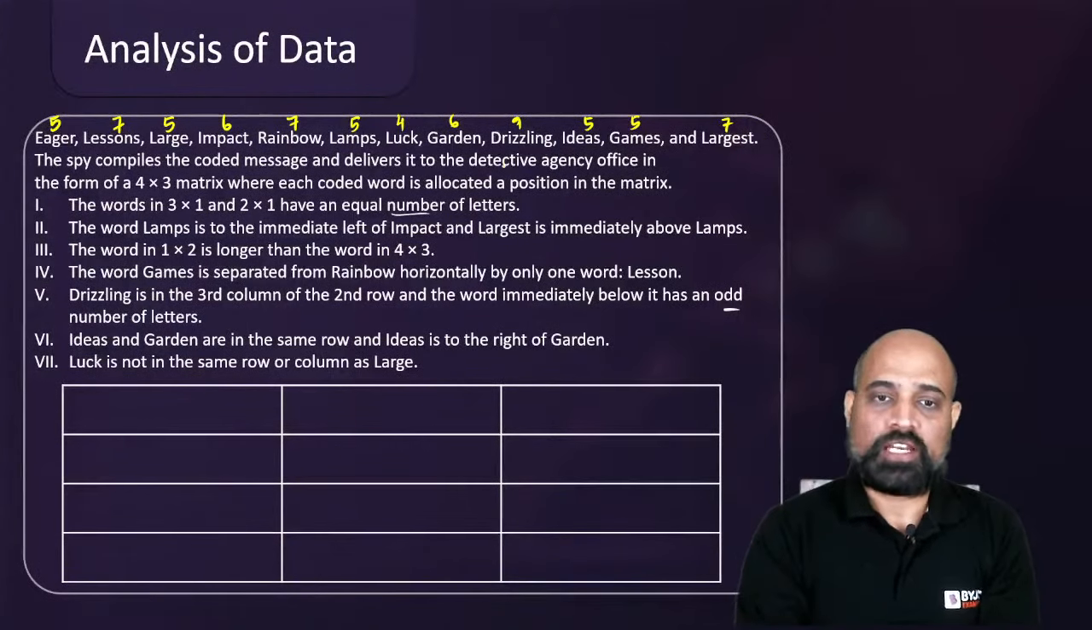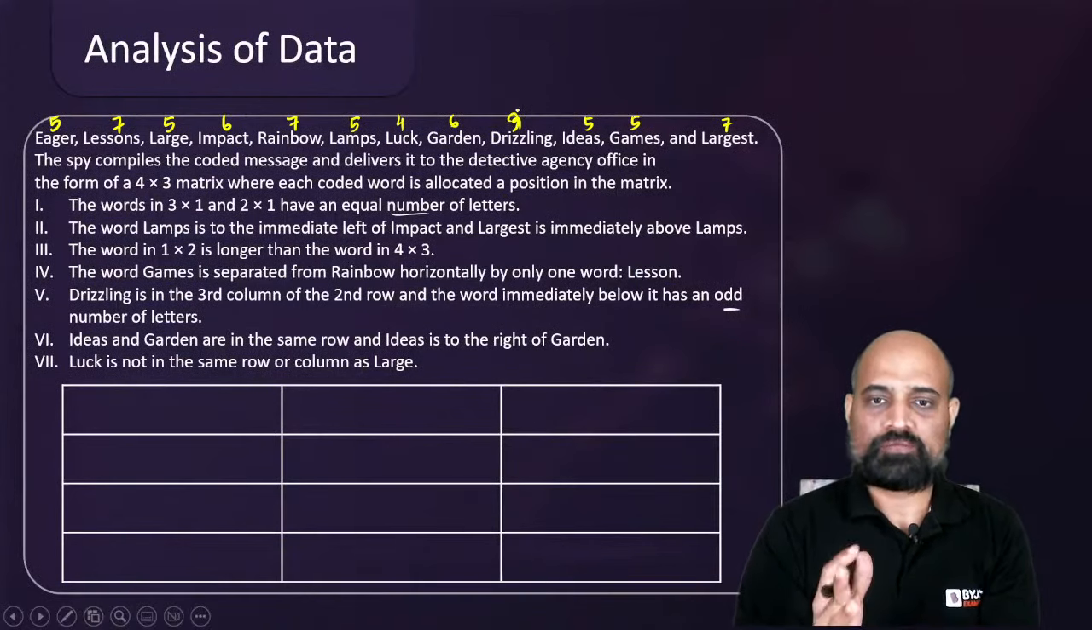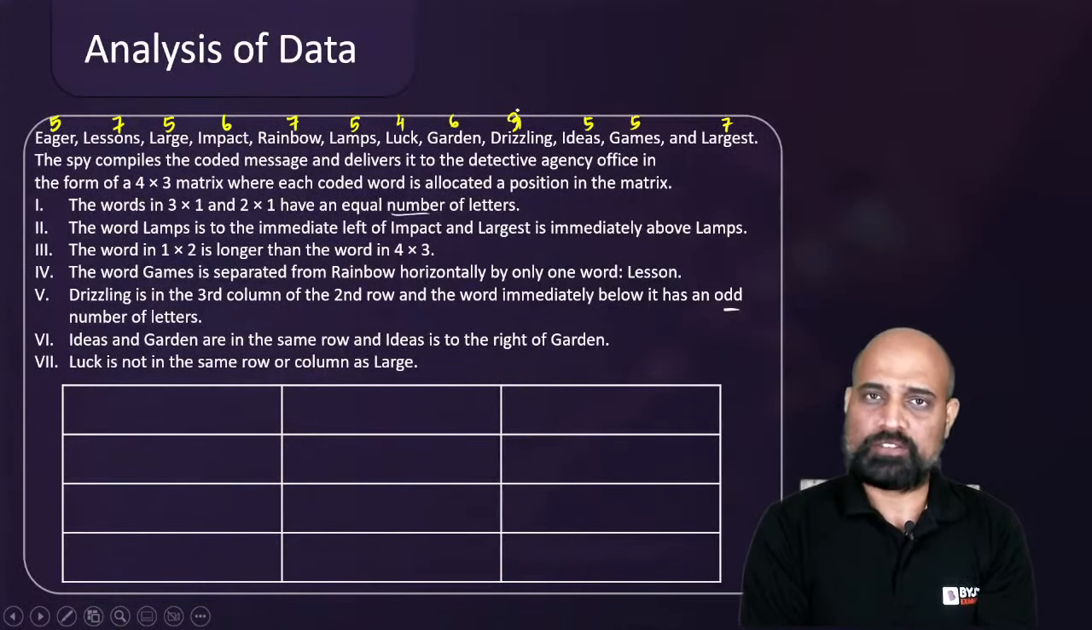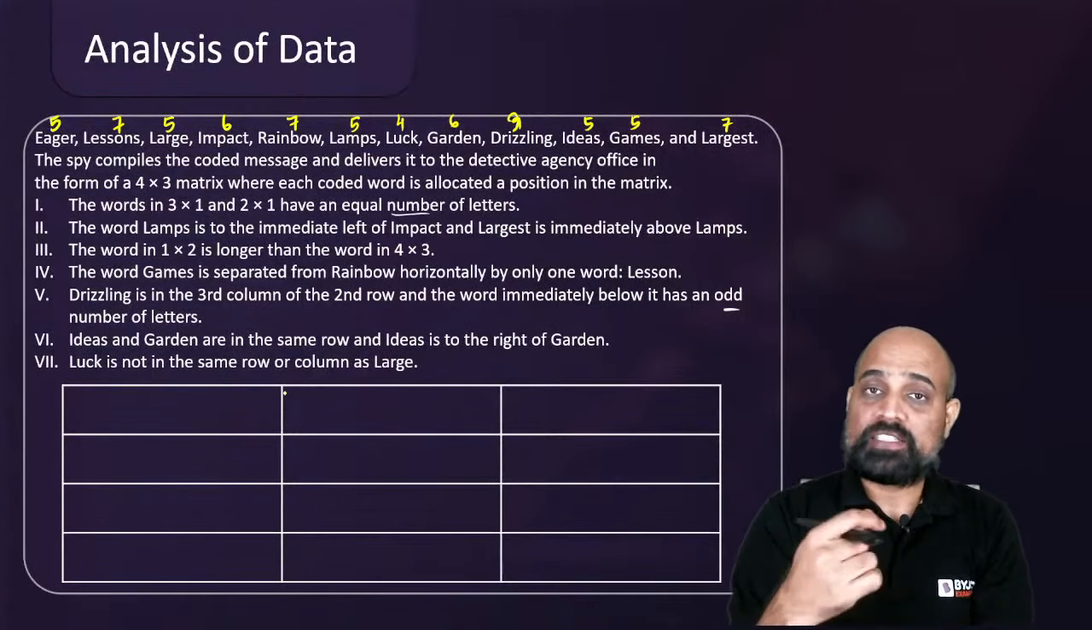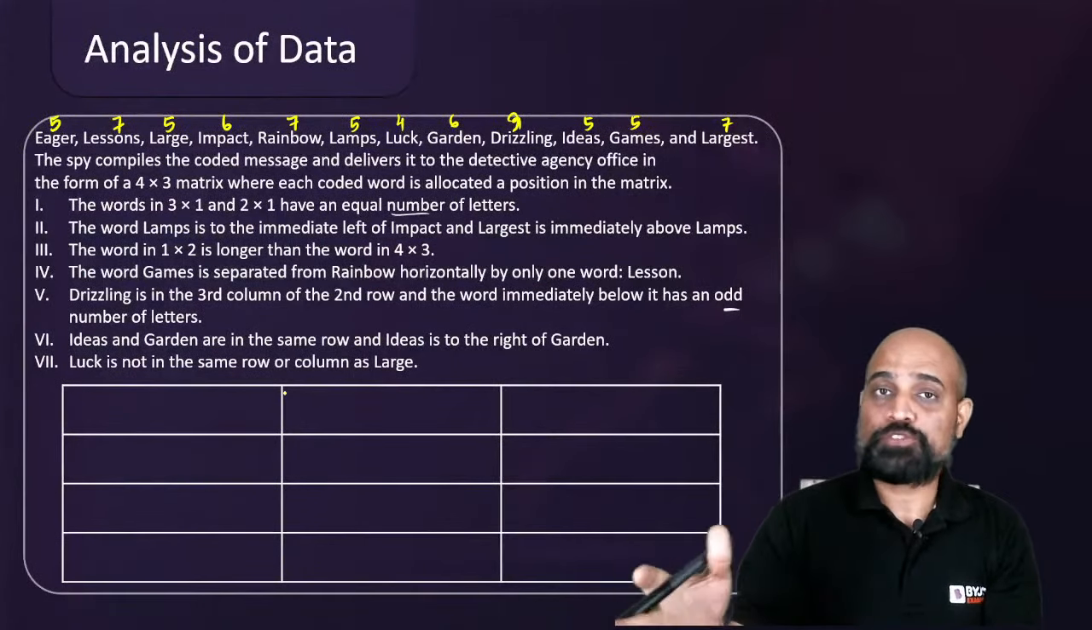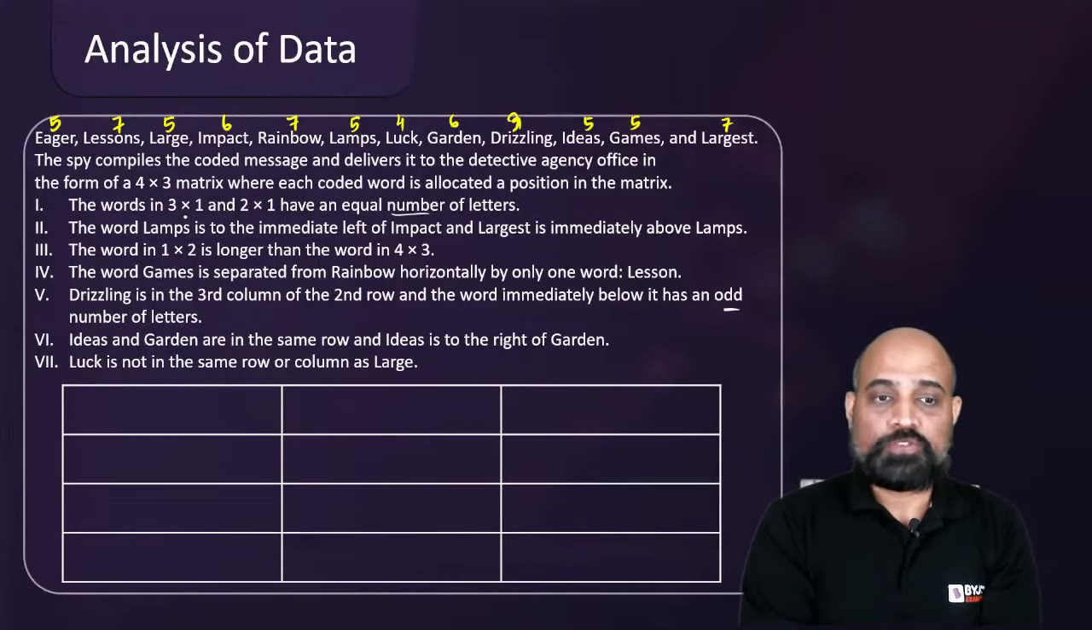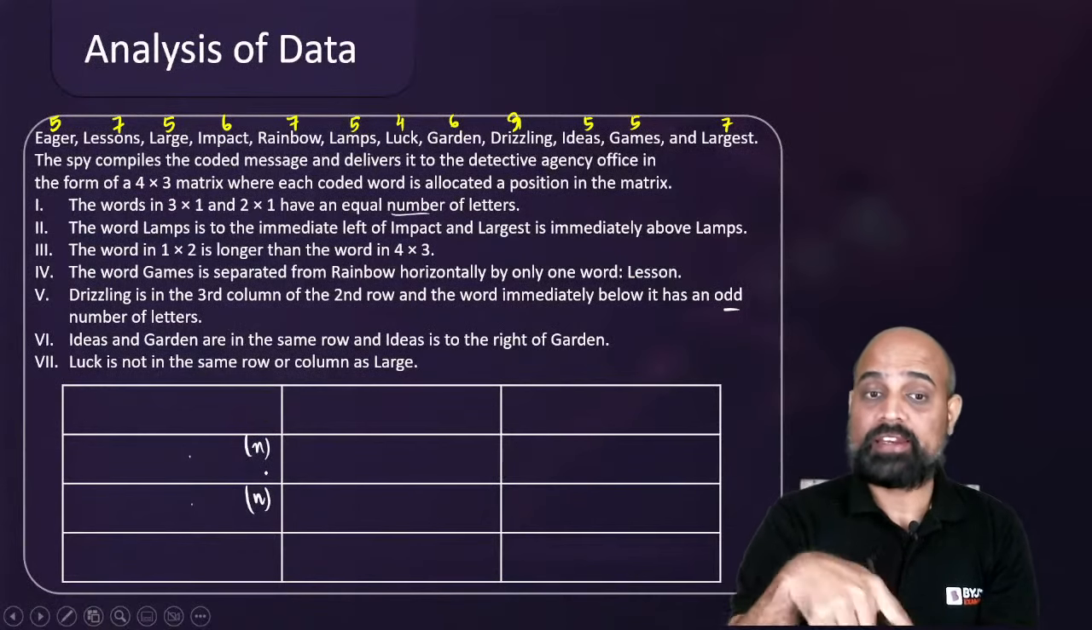Right? So the largest number of letters we have is in drizzling, and we have more odd-letter words than even-letter words. Now we will start from the statement which is going to give us something definite, right? The words in 3x1, that's third row and first column, and second row and first column, these two have an equal number of letters. So if I say equal number of letters, we have N and N.